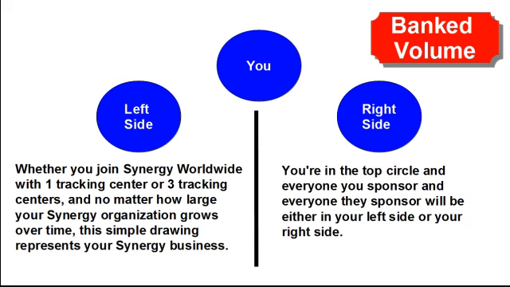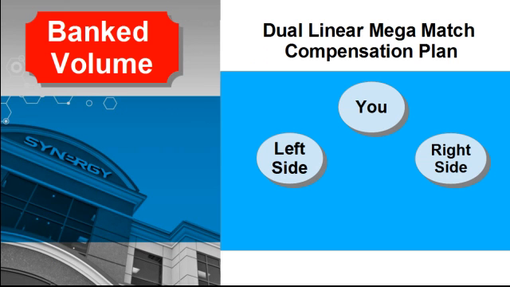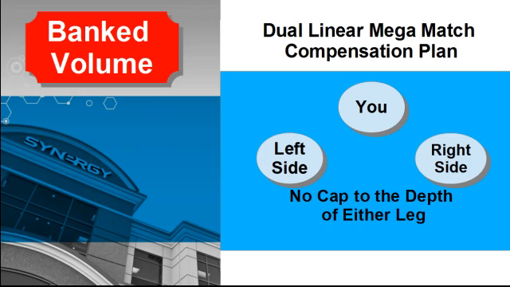You're in the top circle, and everyone you sponsor and everyone they sponsor will be either in your left or right side. Now, there are some important things to remember. First, there is no cap to the depth of your organization. Either side or both sides can grow as deep as possible based on people continuing to sponsor.